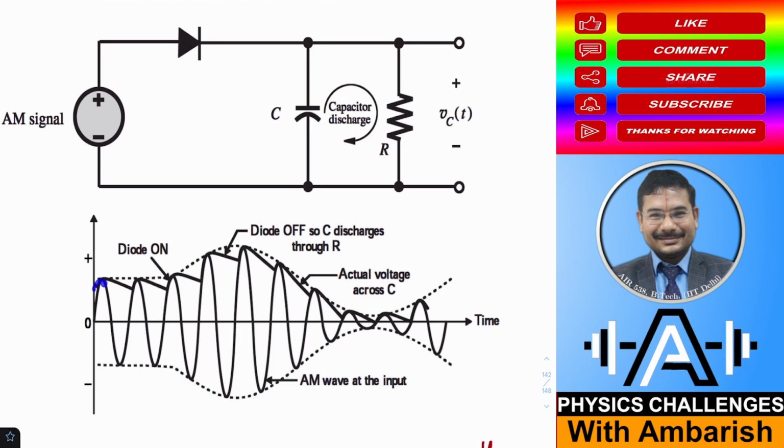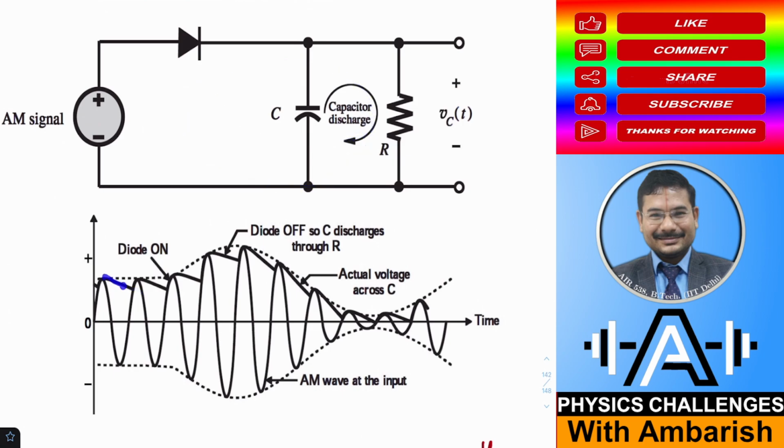When the AM signal goes below the peak, this voltage becomes less than the capacitor voltage, and the diode gets reverse biased. So no more current will flow from here, but the capacitor is already charged to almost the peak potential. The capacitor will start discharging through the resistor, and the voltage I am getting, this part, seems like a straight line, but it is actually e to the power minus t by tau type of discharging graph for the capacitor, right?